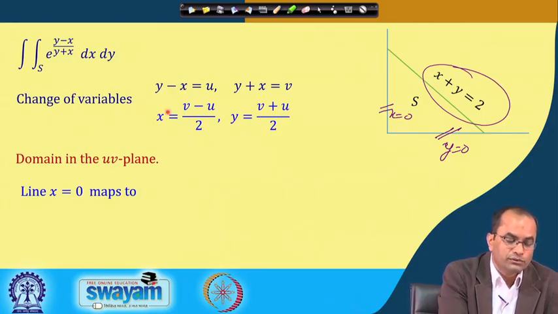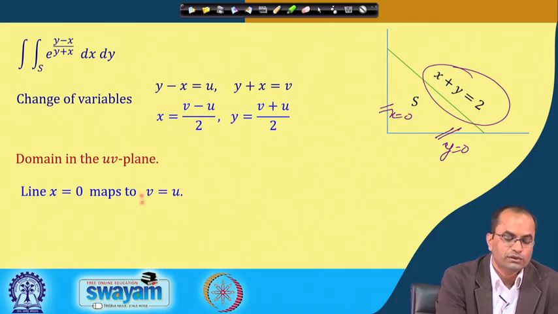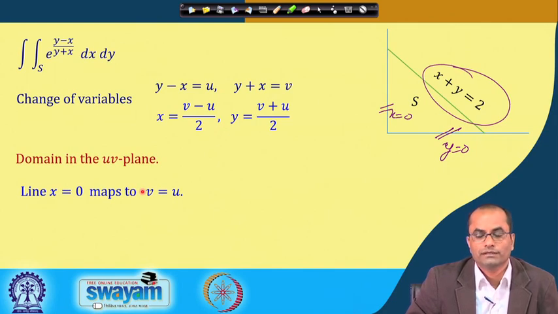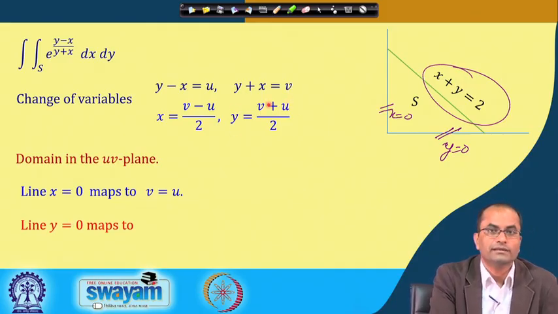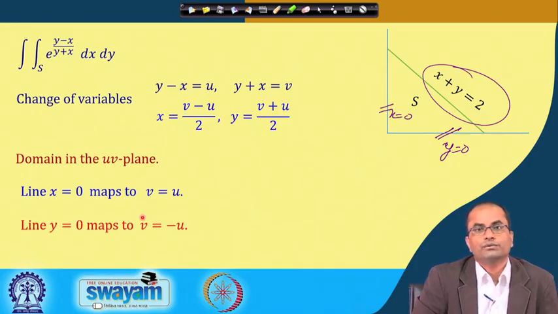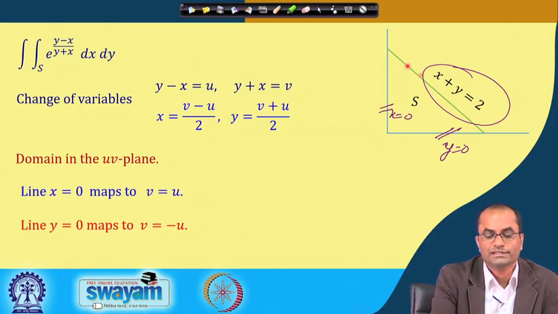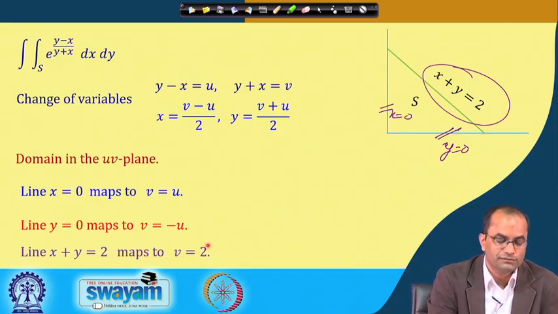So, this line x is equal to 0, what it implies here, x is equal to 0 implies v is equal to u. So, we got one relation in v and u, which will give us the boundaries of the new region. And the line y is equal to 0 will give v is equal to minus u. So, that is another boundary of the new region, v is equal to minus u, and the third line here is x plus y is equal to 2. So, x plus y is equal to 2 means v is equal to 2.